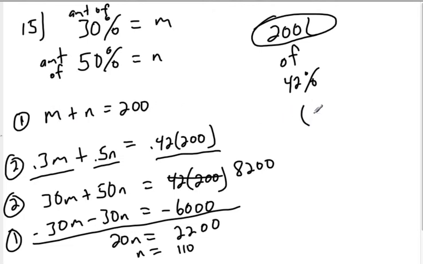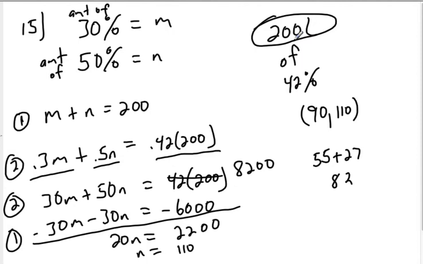So in alphabetical order, I have 90, 110. Let's see if that makes sense. 30% of 90 would be 27, and then half of 110 would be 55. So 55 plus 27 would equal 82 liters of pesticide, right? Is that right? 7, 8, 9, 10, 12, 82. And 42% of 200 would be 84. I'm off by a little bit here.